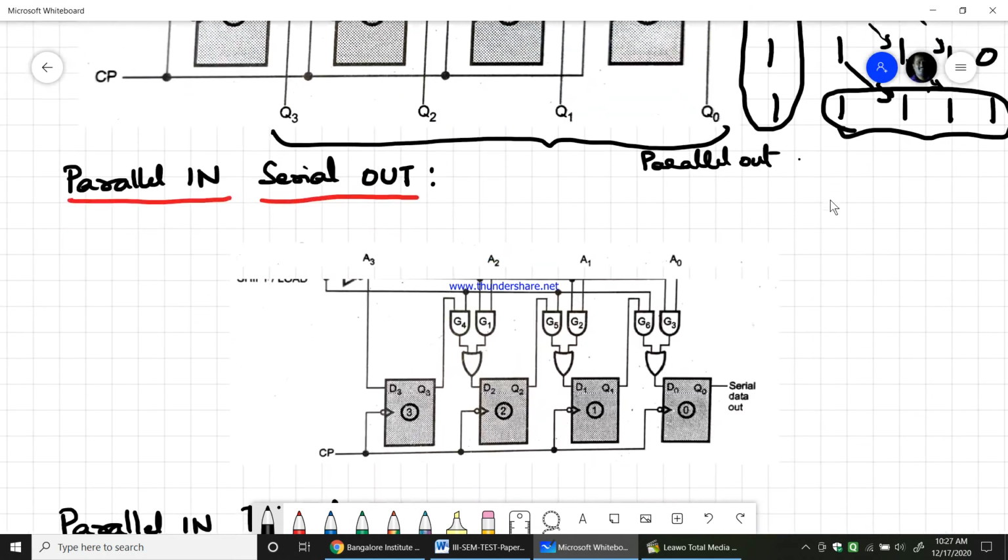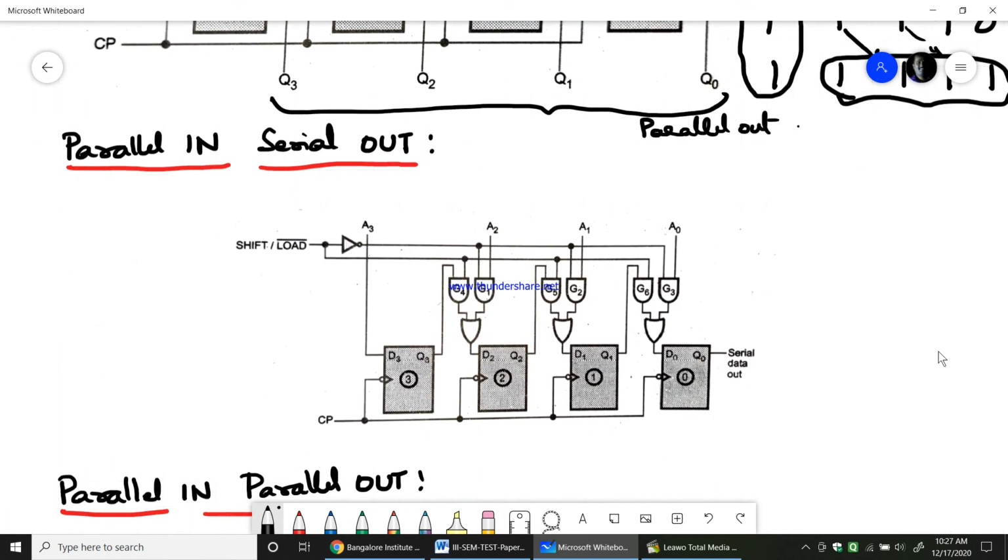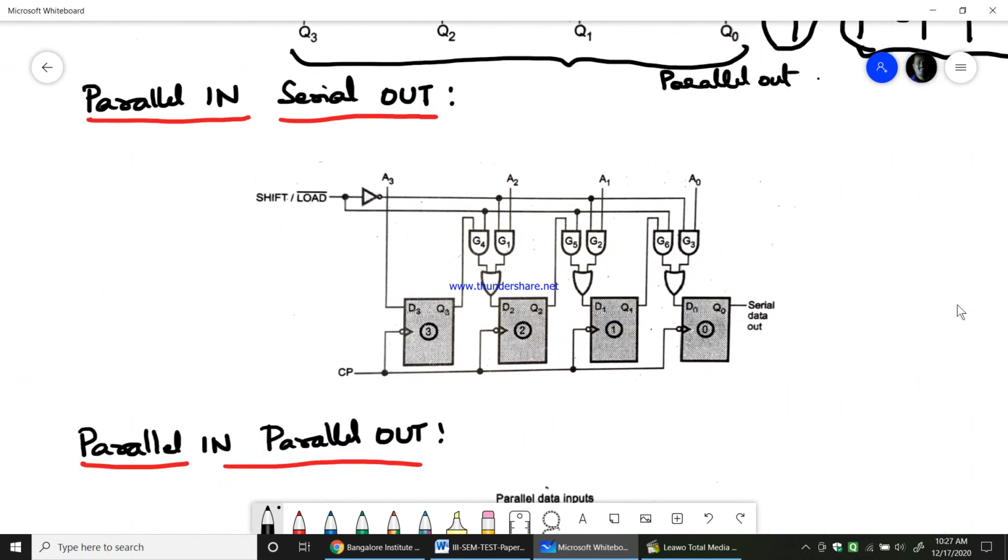Now coming to parallel in serial out. Here the first thing is we need to load the input with parallel data. If I say the input is 1 1 1 1, then A3, A2, A1, A0 will be 1, and all 4 bits of parallel input should be given. For that we need to have a load operation.